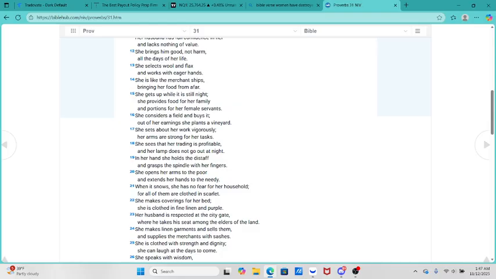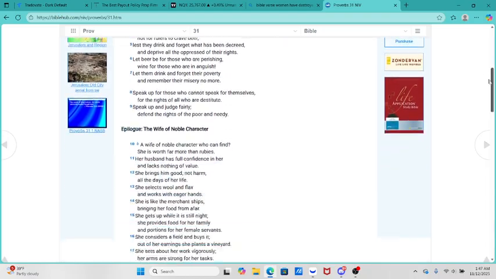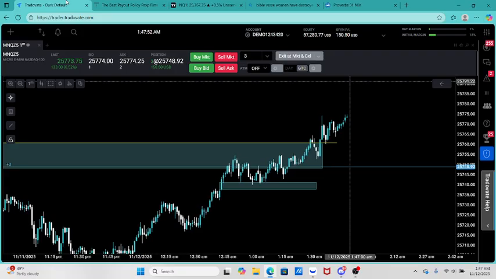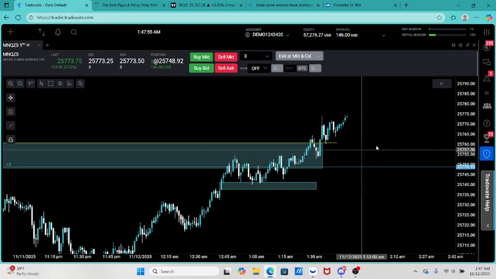Yo, look at verse 18. I know it's not talking about trading stocks, but is that not crazy? She sees that her trading is profitable. Yo, bro, that has to be like the Candle Club first. I know it's not about trading stocks, but that's crazy. Out of all the verses I look up, this is the verse I look up, and that's what it leads to. It talks about profitable trading, as we're in a profitable trade right now.